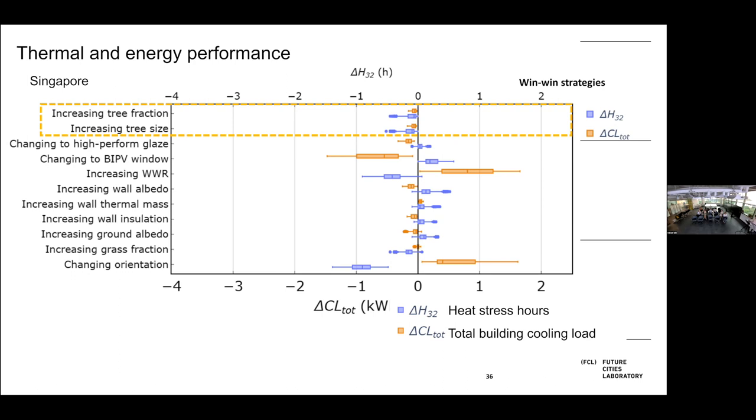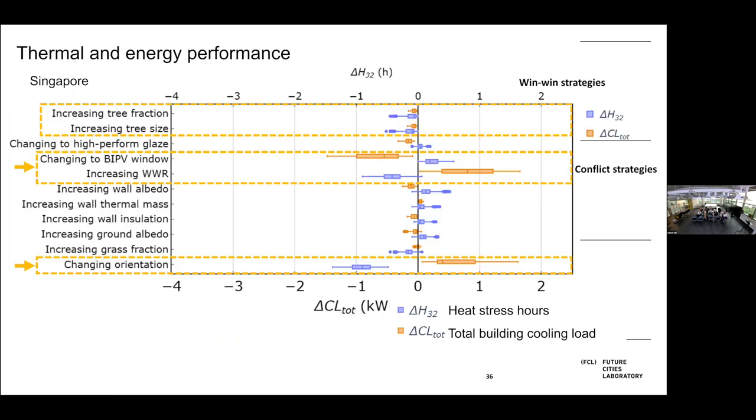When you look at the other strategies, like changing to BIPV windows, increasing the window to wall ratio, or changing the orientation, for example from south to north to east to west, those strategies can significantly reduce one indicator but at the cost of increasing another indicator. So we count them as conflict strategies.